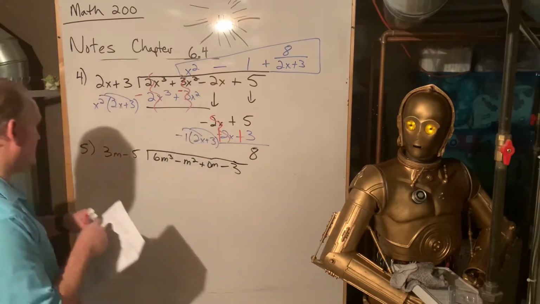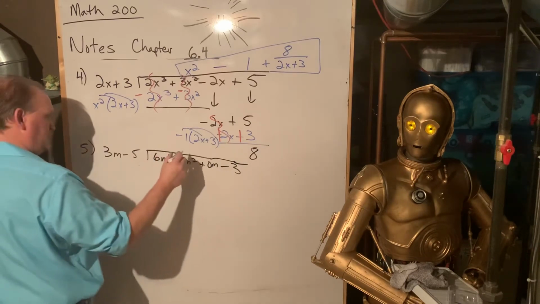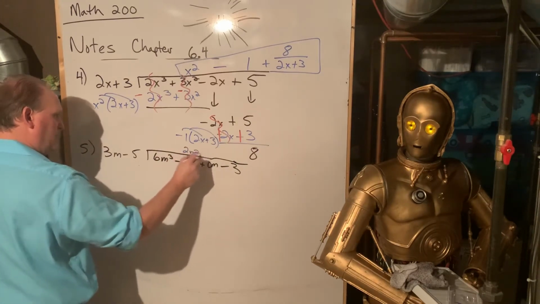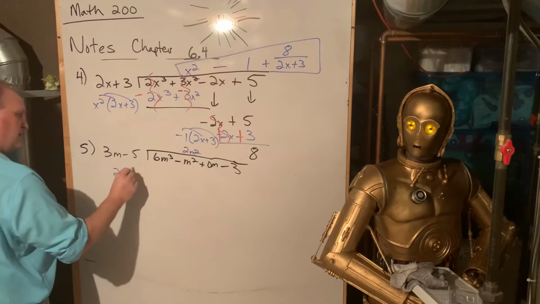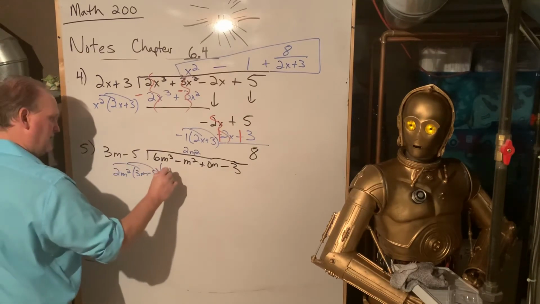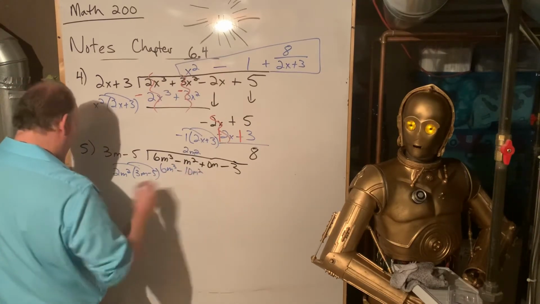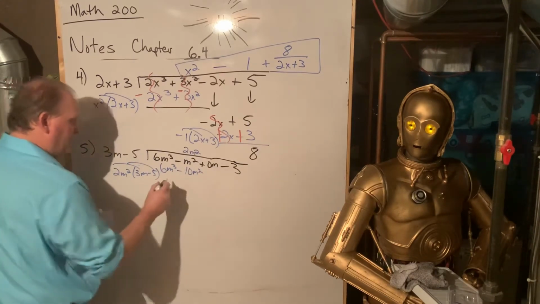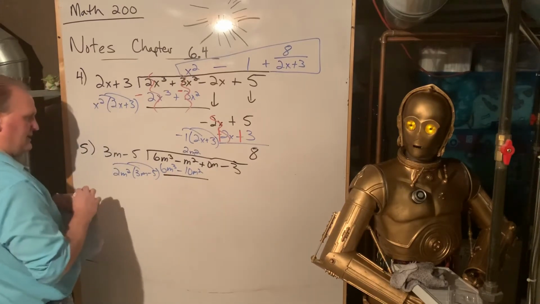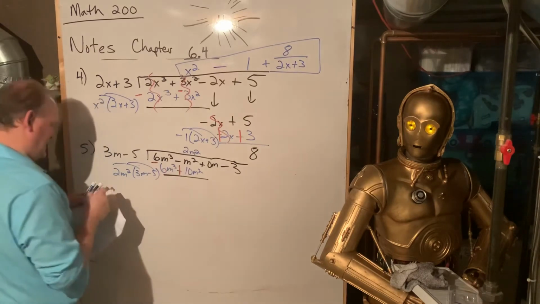So now let's take a look. What 3m times what gives me 6m cubed? That would be 2m squared. So 2m squared times 3m minus 5 is 6m cubed minus 10m squared. And now, remember, we're going to change both signs. So minus on this, plus on that.